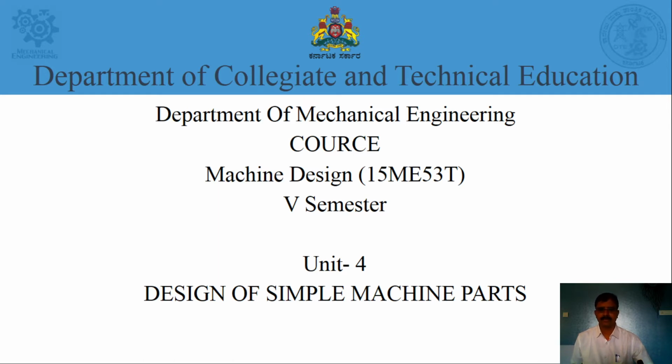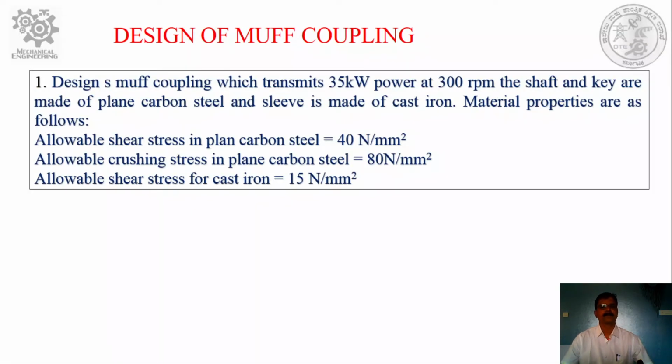Now let us solve simple problems on simple machine parts. Okay. Now move on to the first problem, design of muff coupling. Now let us read the problem. Design a muff coupling which transmits 35 kilowatt power at 300 rpm. The shaft and the key are made of plain carbon steel and the sleeve is made of cast iron material.